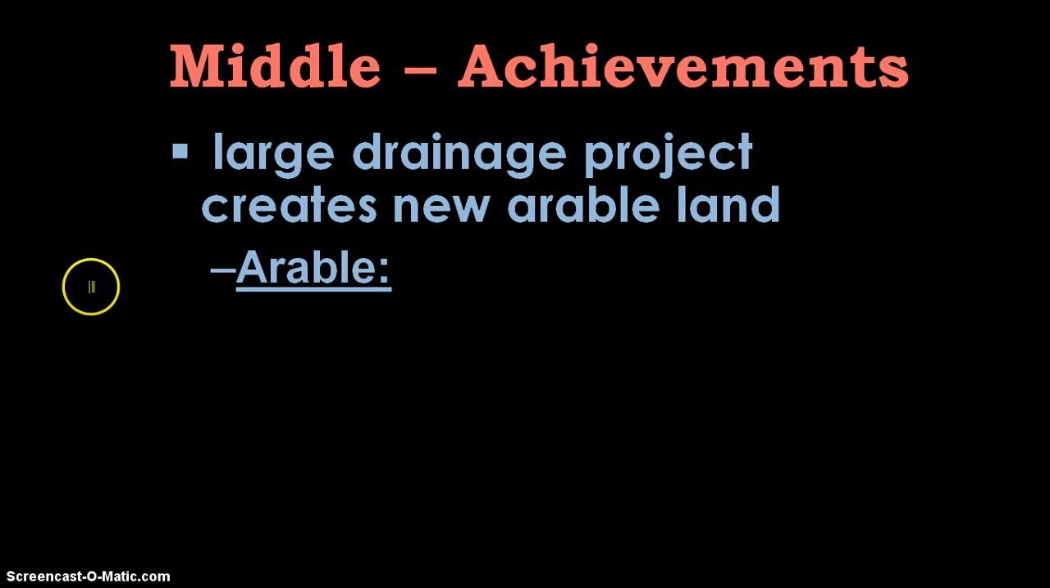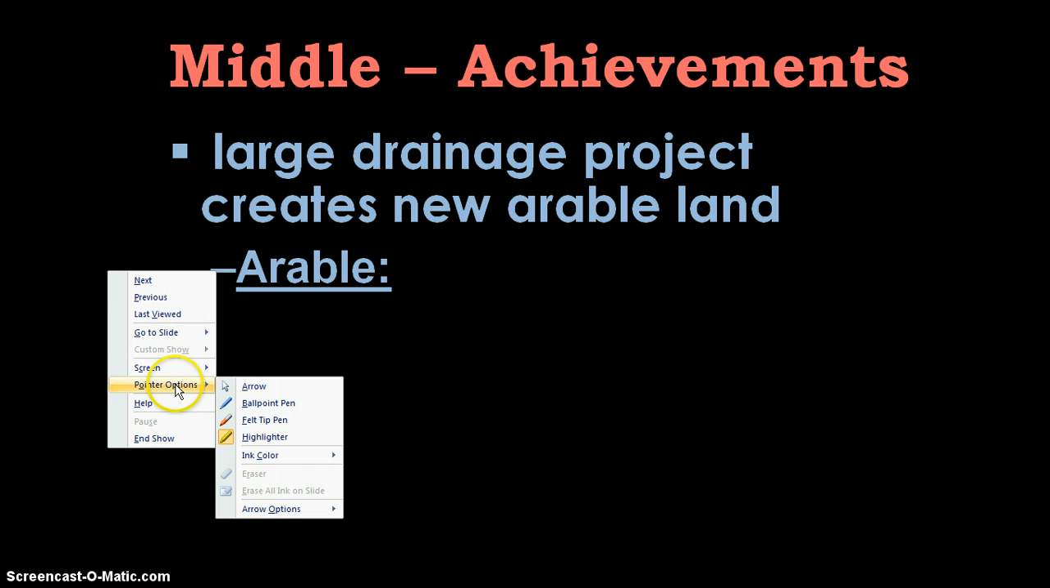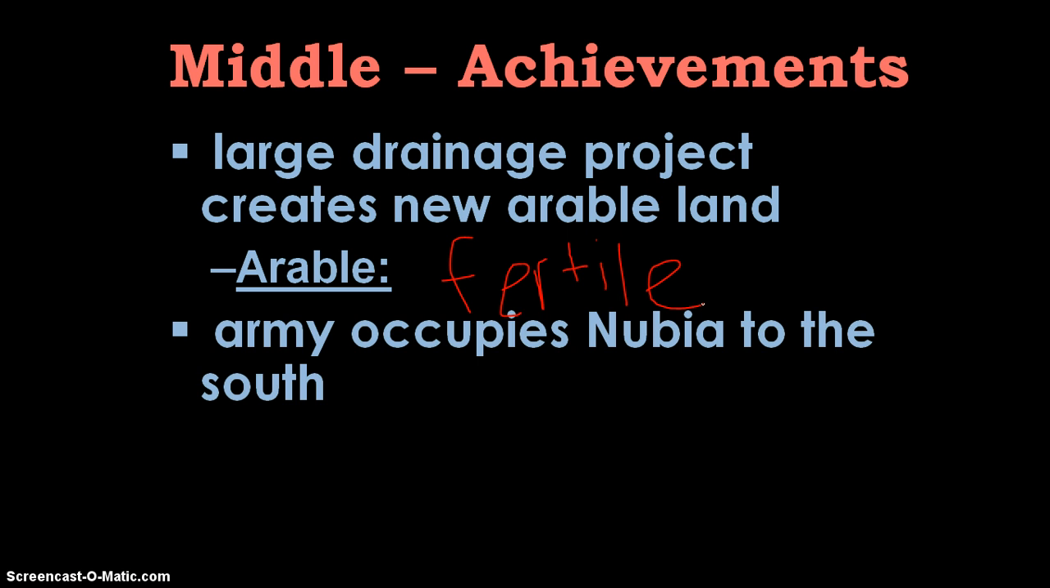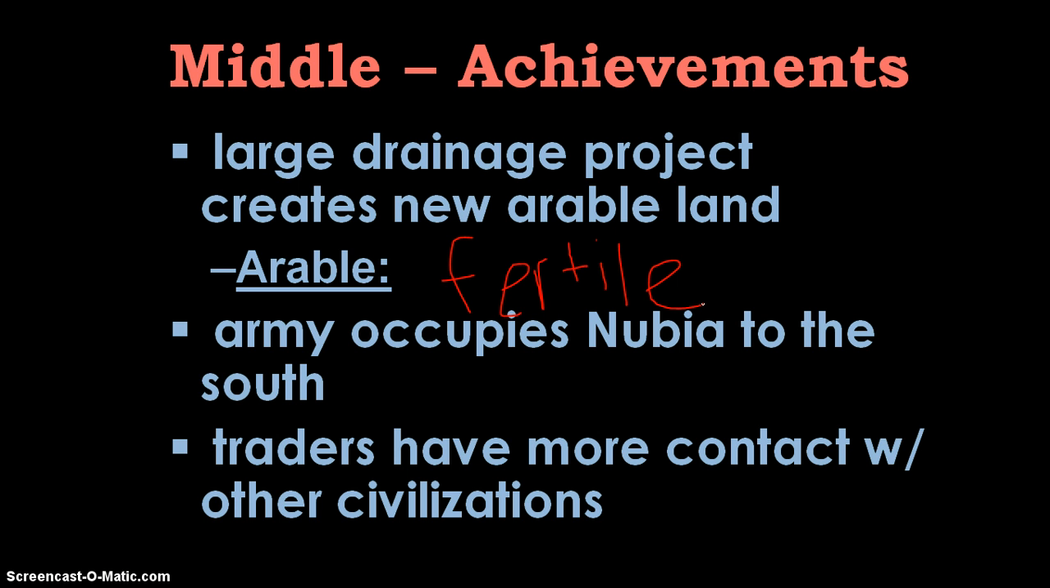If you don't know what arable is, it's going to be a very important word for this year. Arable basically just means, and you can write it right here, don't make fun of me, this is not that easy. Arable land means very fertile. Okay? Fertile land. And the army occupies Nubia to the south, so that's going to increase Egypt's power. And it's going to mean more opportunities for trade. Right? So because the Egyptians have contact with other civilizations, they start trading ideas and trading different goods.